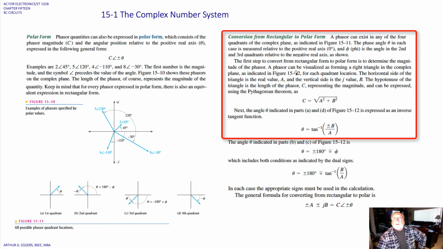The first step to convert from rectangular form to polar form is to determine the magnitude of the phasor. A phasor can be visualized as forming a right triangle in the complex plane. The horizontal side of the triangle is the real value A, and the vertical side is the J value B.